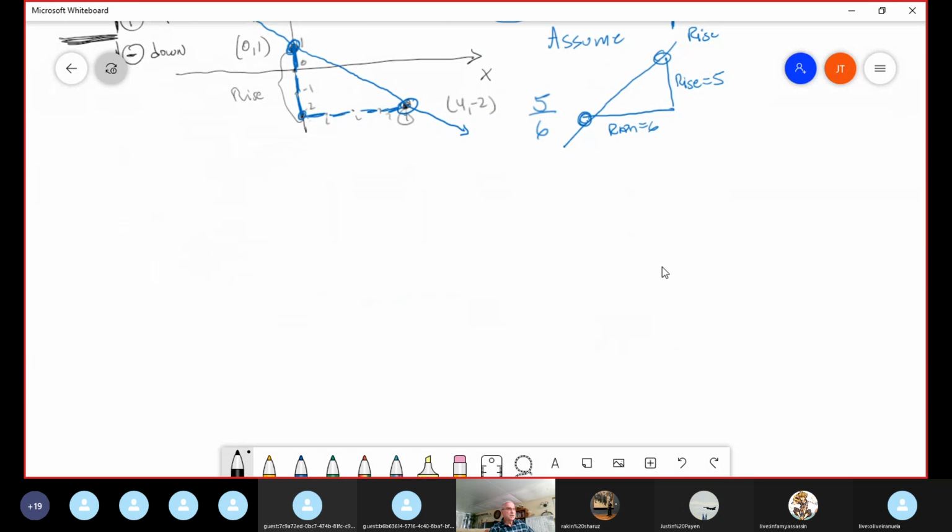Okay, in this example, look. We have two lines. Line 1, let me zoom in.